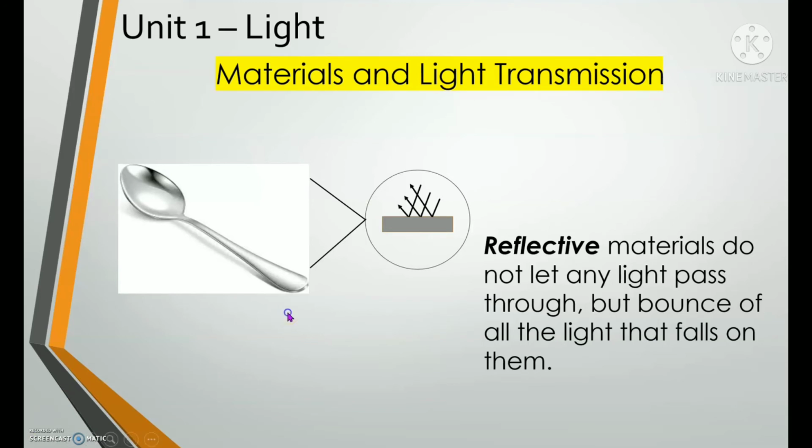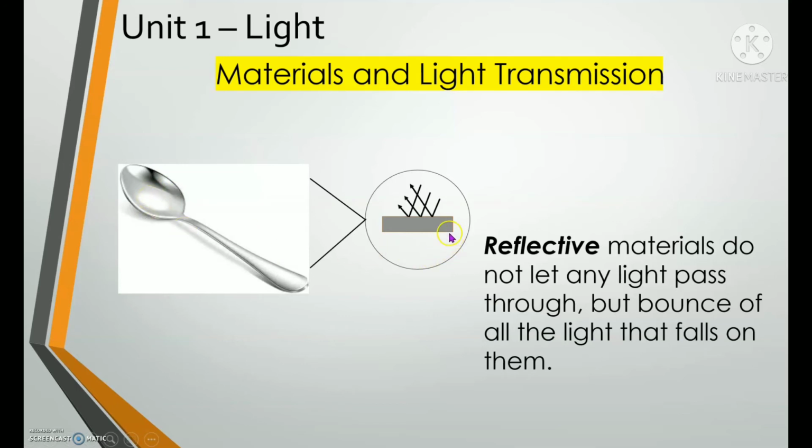Very good. Okay, so a very good example of the reflective material is this spoon. This is a spoon that we use for eating. When the light strikes or hits the spoon, the light will reflect. That's why even if we look at the spoon, we can see a reflection, right? Because the light reflects on our eyes.